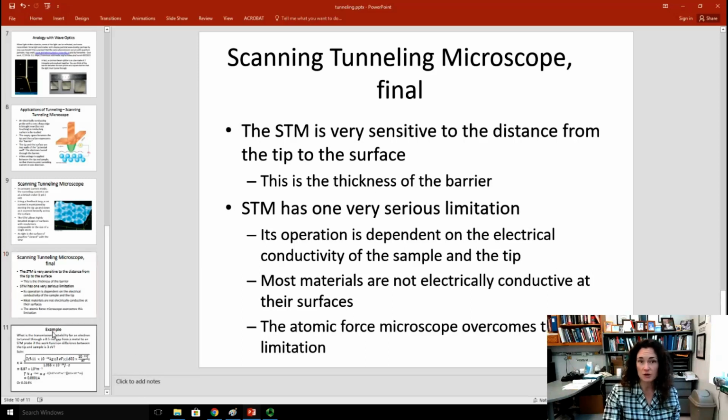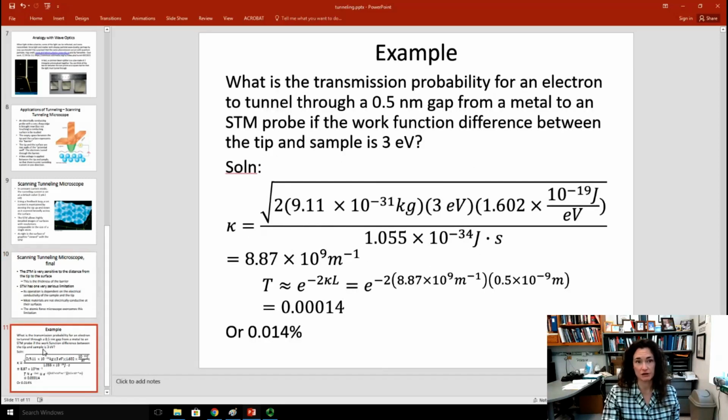All right, well, let me do an example problem for you in quantum tunneling. So what's the transmission probability for an electron to tunnel through a 0.5 nanometer gap from a metal to an STM tip if the work function difference between the tip and the sample is 3 electron volts? Okay, so the first step here would be to calculate kappa. And kappa is equal to the square root of 2m times (V0 minus E) divided by h bar.